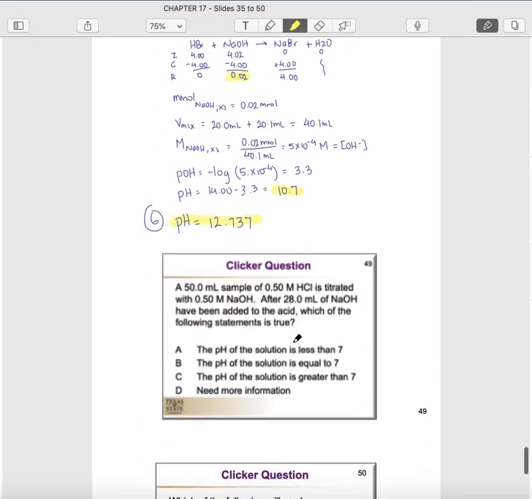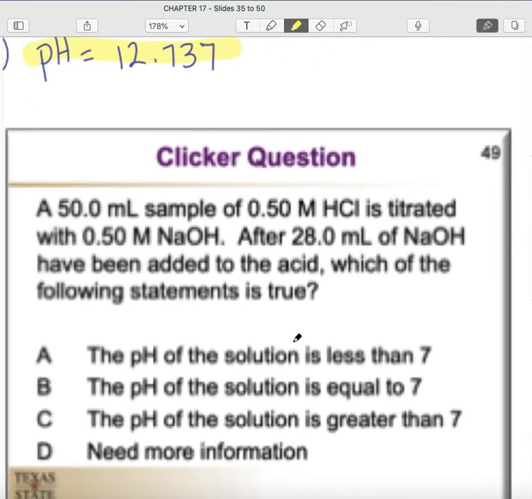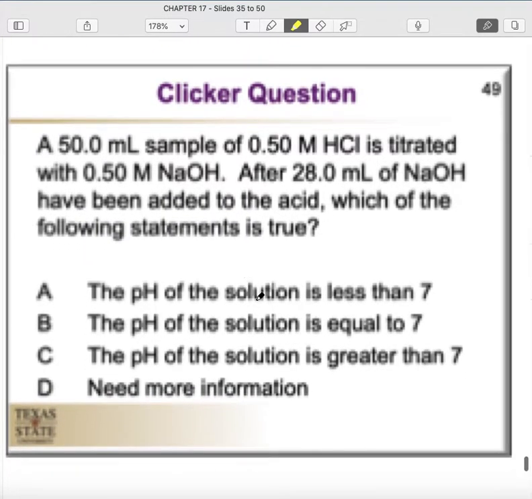All right, the next part is questions for you guys. So first question. A 50 milliliter sample of 0.5 molar HCl is titrated with 0.5 molar sodium hydroxide. So notice the same concentration. After 28 milliliters of sodium hydroxide are added, which of the following statements is true?